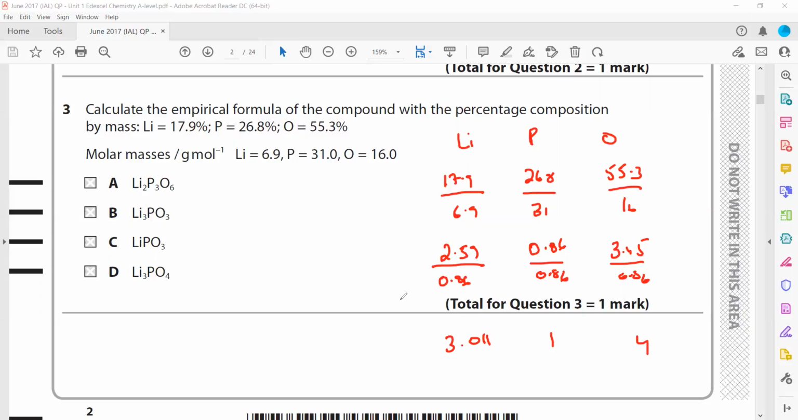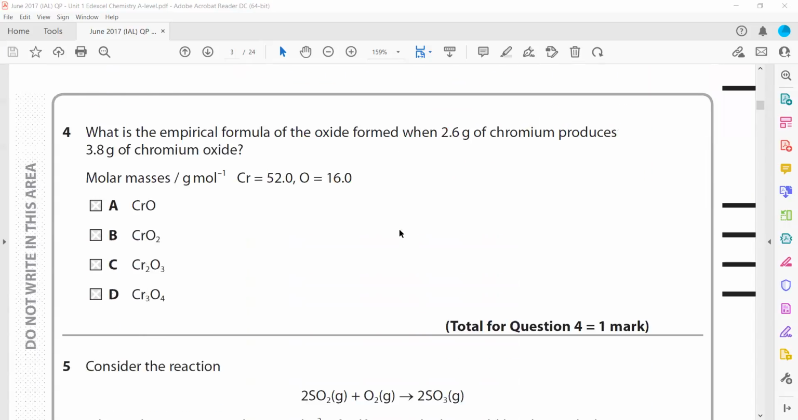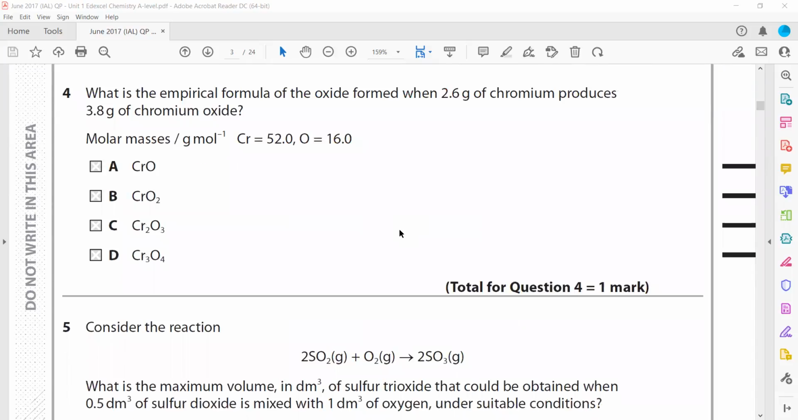So formula, when we use whole numbers, this will be 3, 1 and 4. So Li should be 3, phosphorus should be 1, and oxygen should be 4, Li3PO4. So D will be the right answer. So a lot of questions related to moles.